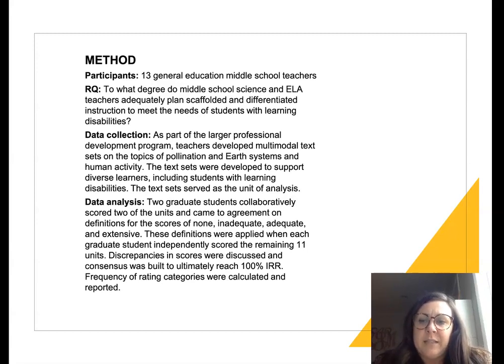For the data analysis, 2 graduate students started by collaboratively scoring 2 of the units. This allowed for agreement on definitions for the scores of none, inadequate, adequate, and extensive. Once definitions were agreed upon, those definitions were used to score the remaining 11 units. Each graduate student scored all 13 units. Discrepancies in scores were discussed and consensus was built to reach 100% inter-rater reliability. Frequency of rating categories were calculated and reported and will be discussed next.